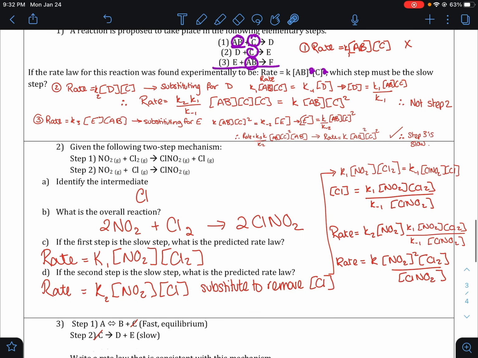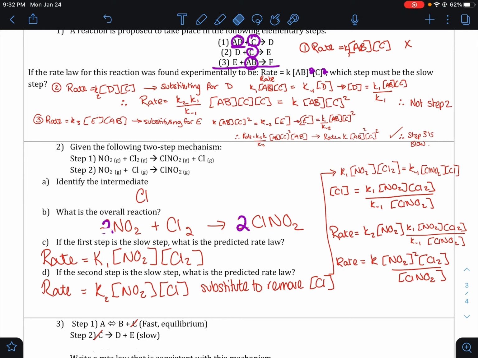Step 2, given the following 2-step reaction mechanism, identify any intermediate. Again, an intermediate is something that is made in one step and used in the other. Then for the overall reaction, we cancel out our intermediates and we combine any like terms. So again, for example, NO2, NO2, that's how we combine and get 2 of them. ClNO2, right? 2 right there. Then it says if the first step is the slow step, what's the predicted rate law?